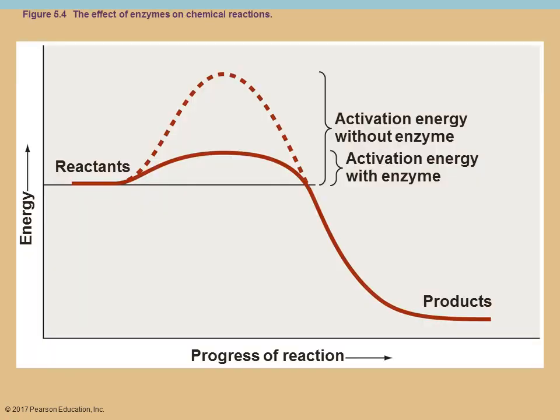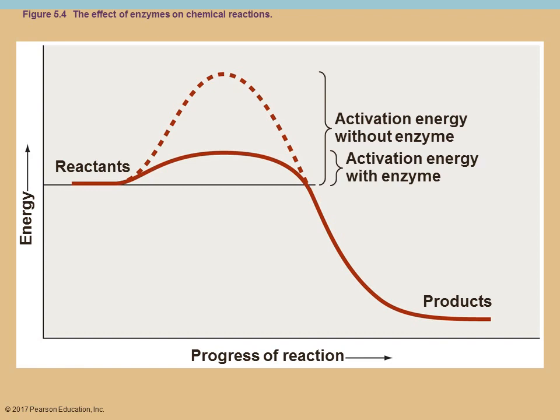So how does the enzyme work? How does it speed up the reaction? If you look at this graph, you can see that there's a certain amount of energy that you must put into any reaction in order for that reaction to occur. Without an enzyme present, you would follow that dotted line. The amount of energy that you must put into a reaction for it to occur is known as activation energy.